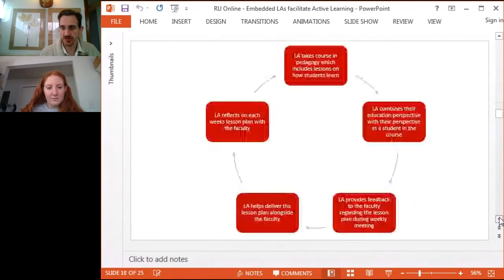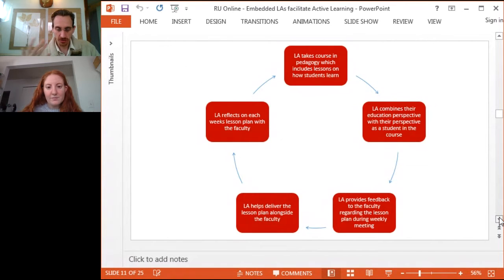So I've got another little diagram on this one. And it kind of forms a cycle. And in this cycle, the learning assistant is taking our pedagogy courses, learning a lot about how students learn, and then they're going to combine this stuff that they're learning in our pedagogy course about education and how students are learning, and they're going to combine it with their student perspective and the course material, right? Because they've been students in this class, they're going to think, okay, when I was in this class, how did it work? And then they're going to give feedback to the faculty regarding the lesson plan.